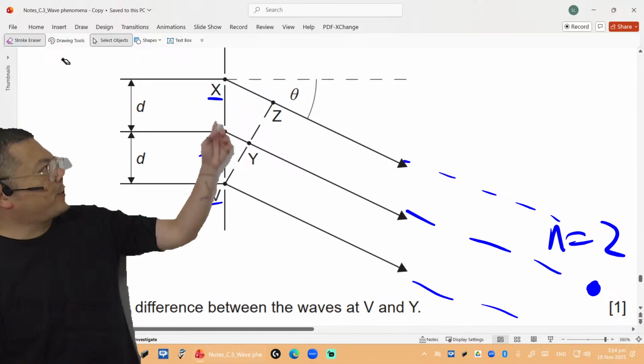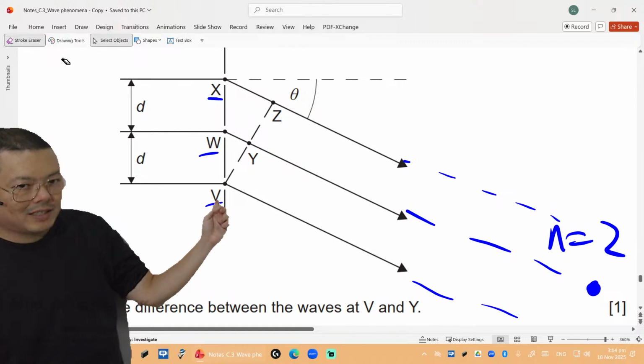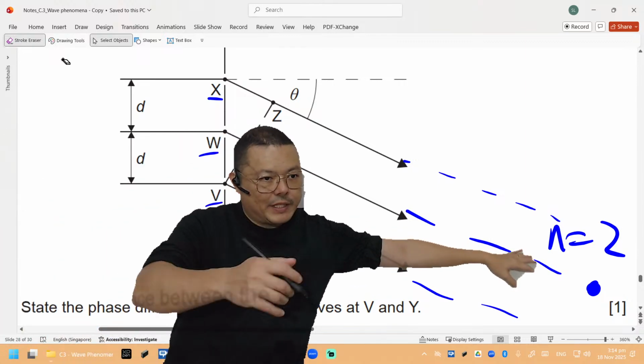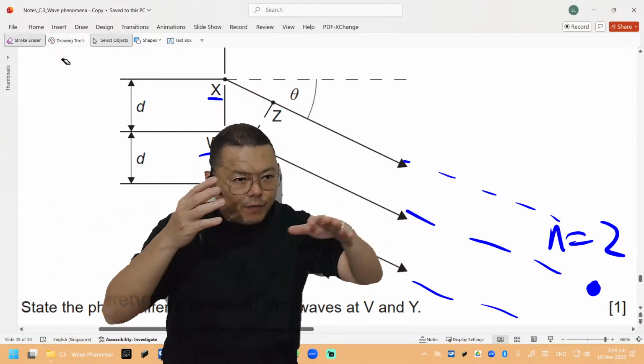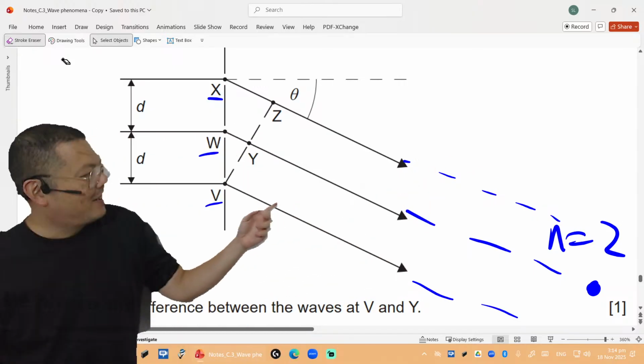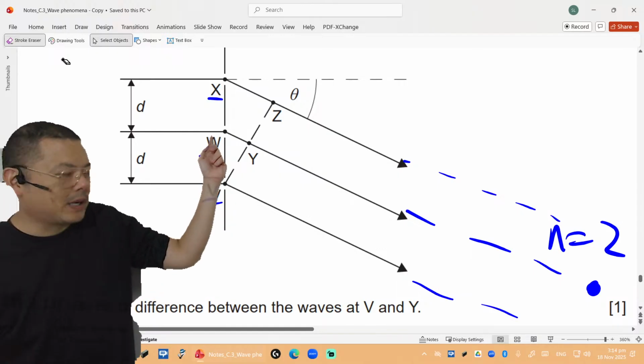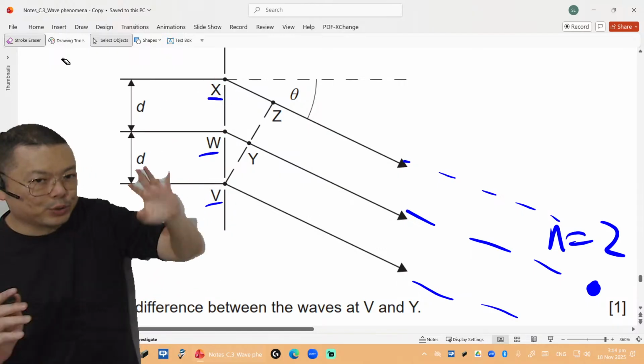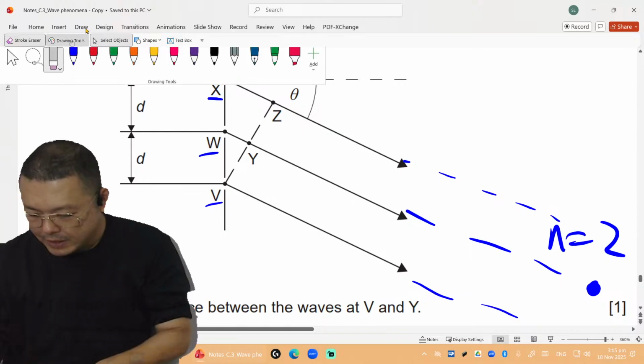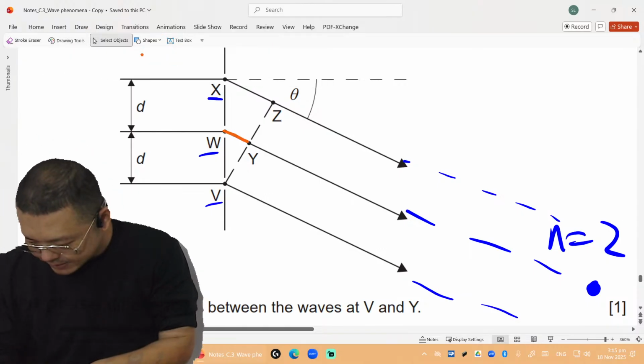So now we are showing 3 sources. n equals 2 represents 2 wavelengths apart for every adjacent pair of sources. So if between these two, they are 2 wavelengths apart, between these two, they are also 2 wavelengths apart. So I'll draw it for you. The 2 wavelengths is this one here.